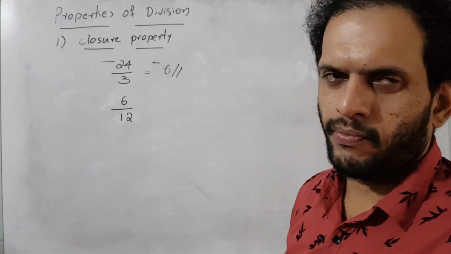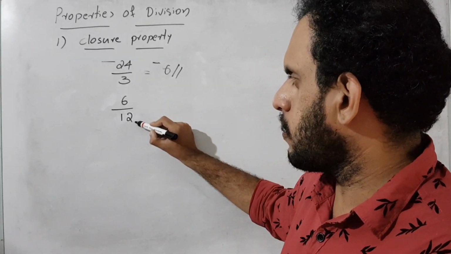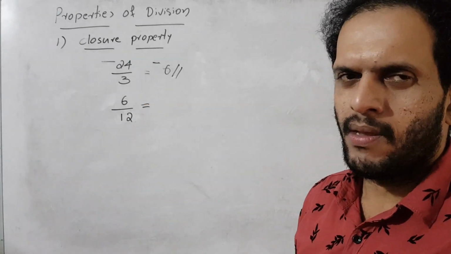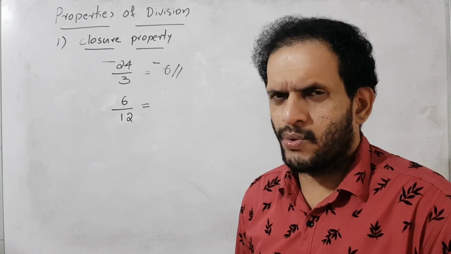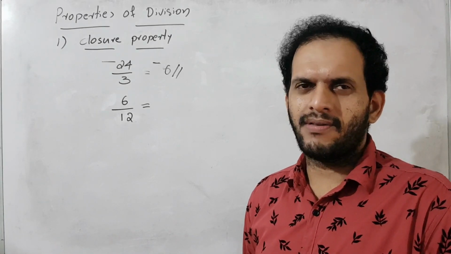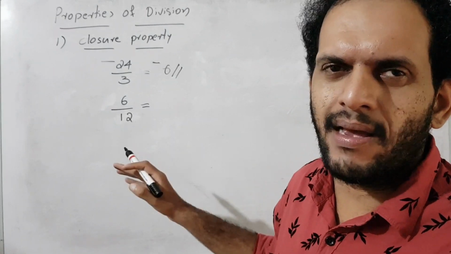6 by 12. Both are positive. 6 is an integer, 12 is an integer. Correct? What is the answer of 6 by 12? 6 by 12 is 2? No, 12 by 6 is 2, not 6 by 12. Then what is 6 by 12? It's not possible to divide exactly.